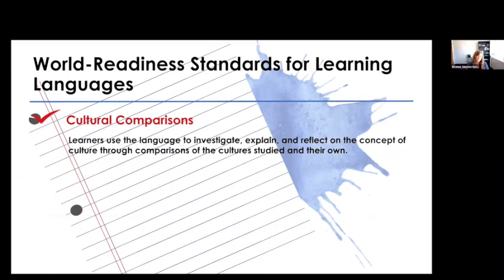When we connect to the World-Readiness Standards for Learning Languages, we're going to highlight here the cultural comparisons. So how our learners, our students, use language to investigate, explain, and reflect on the concept of culture through comparisons of the cultures studied and their own. And to go a little bit farther than what you can understand from the standard is an exploration of language learner identity. Sometimes as language educators, we forget to highlight with our students that the development of a language learner identity is really critical to the language learning process. So art making and integrating art within our lesson plan for self-expression of that language learner identity, as well as exploring art that represents the identity of other language speakers, can be a critical area of developing world language literacies.